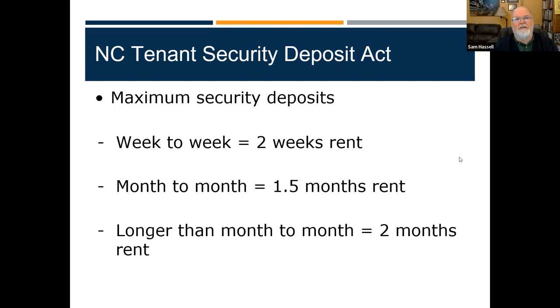Okay, so how much security deposit can I take? If I have a week-to-week rental, I can take 2 weeks' rent. Okay. If we're a month-to-month periodic tenancy, I can have 1.5 months' rent.